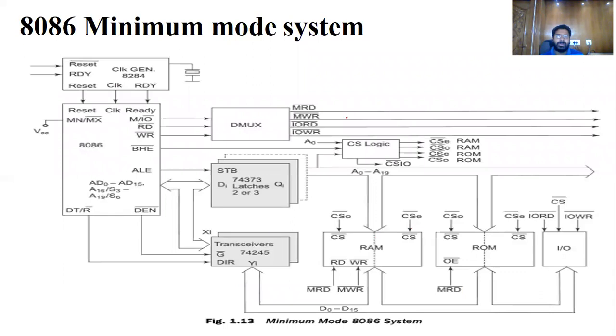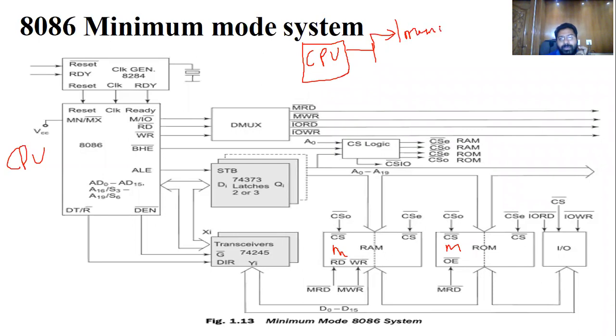This is the diagram of the minimum mode system. Now this is our CPU. This is the memory you want to connect. For our diagram, you simply draw the CPU, which is connected to either memory. See this, either memory or input output device.